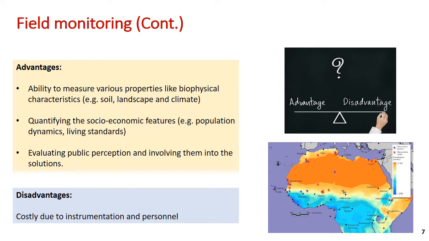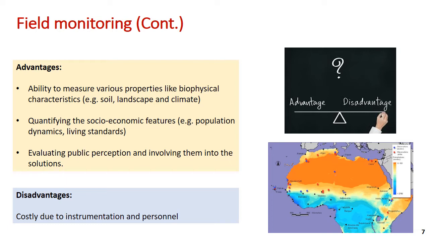Secondly, since you use humans, you can quantify even the other sustainability pillars, not only the environmental impact, like monitoring the vegetation or the soil or the climate, but you can also know the socio-economic features, for example the population, the movement of people, the living standard. Here you can do it by having a questionnaire. So for example, you would go into the field and start distributing questionnaires or interviewing people and collecting information about this. You can also evaluate the public perception.